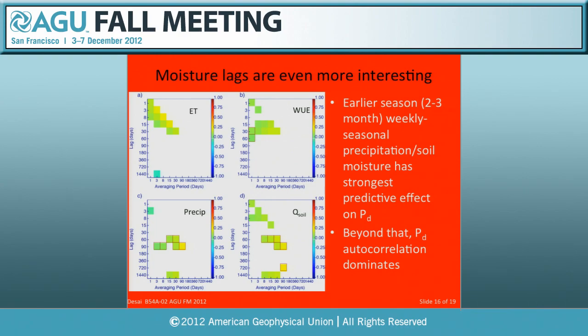The sort of moisture lags. Now, this is probably the most interesting, at least so far that I've found. And so what I find is now if you look at ET, water sufficiency, precipitation, soil moisture, in the same exact format as the prior graph, if you look at lags on the y-axis, averaging period on the x, the earlier season, 2 to 3 month weekly to seasonal precipitation and soil moisture anomalies strongly positively predict current photosynthetic drawdown at those same time scales. I have no idea what that means.